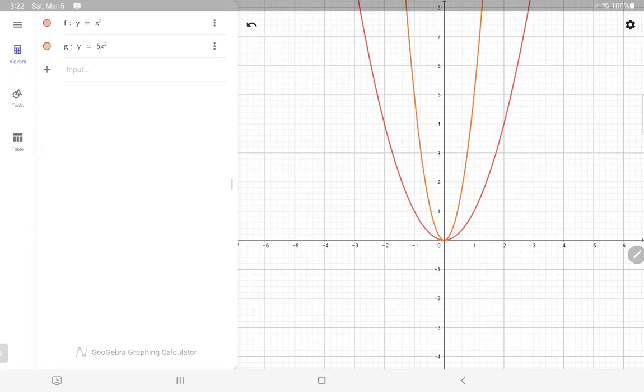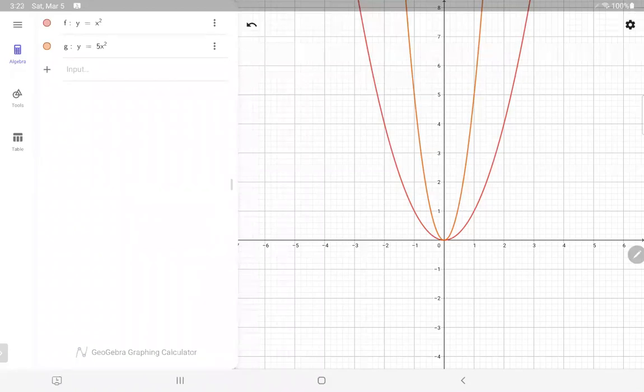Who can tell me what is the difference between both guys? The one in red and the one in orange. The one in orange is more steeper. It goes up faster. Yeah, correct. Yes, both answers are correct. It goes faster and it's thinner, right? It's thinner. Okay, the first one, we have y equals x squared.